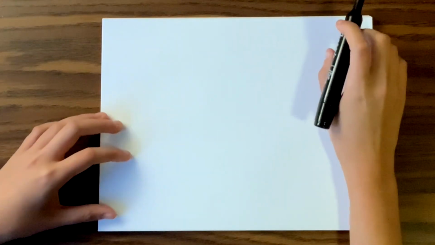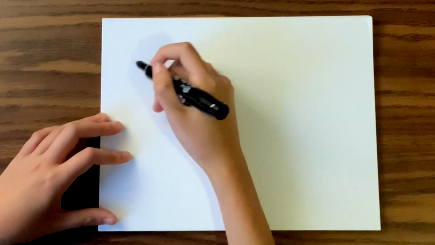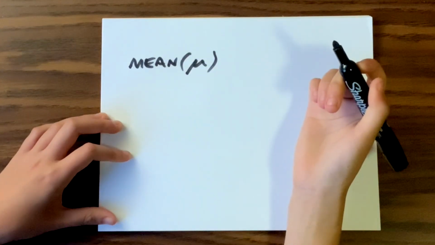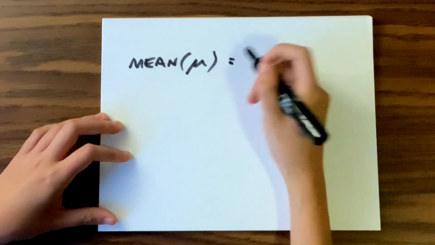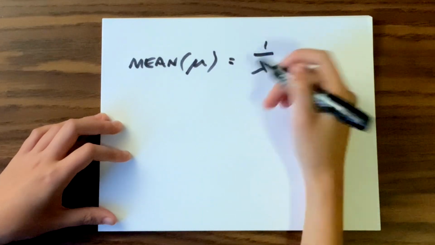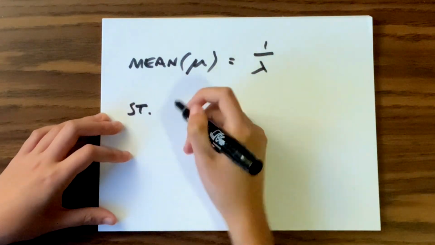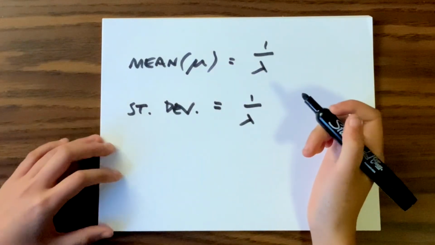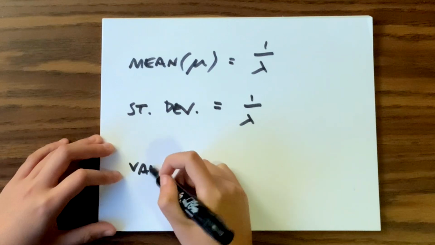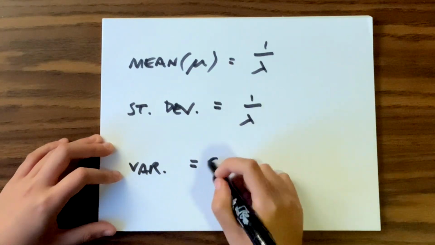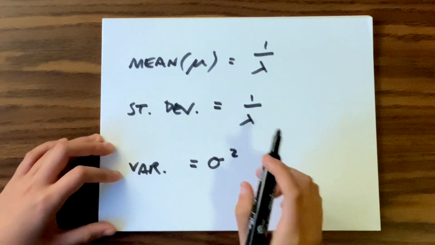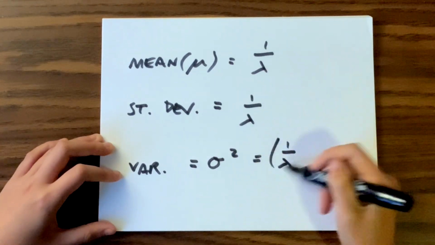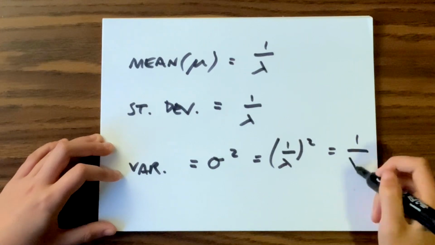Other important things to note about an exponential distribution: the mean, as we recall, which is our mu, is equal to 1 over lambda. We also know that our standard deviation is equal to 1 over lambda. And so if we're trying to find our variance, that will be equal to sigma squared, which is our standard deviation squared, which is just 1 over lambda squared.